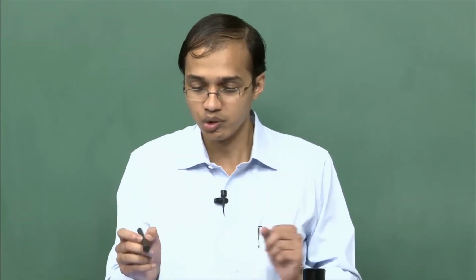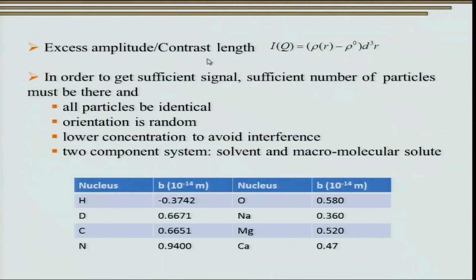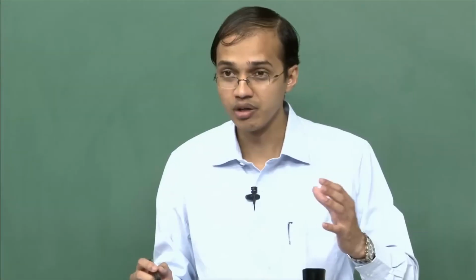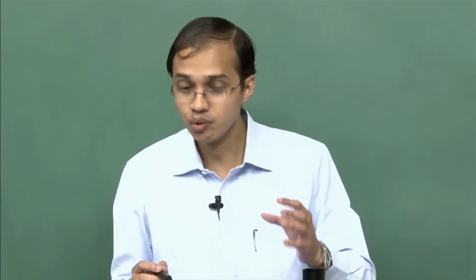Before I proceed, you see here the contrast length that I have shown over here. We have just noted it down for different nuclei. Mind you, this contrast term is for the nucleus. I had mentioned that it is for different atoms, but we should remember that neutrons do interact with the atom, but they do not interact with the electron cloud of the atom, but with the nucleus of the atom.